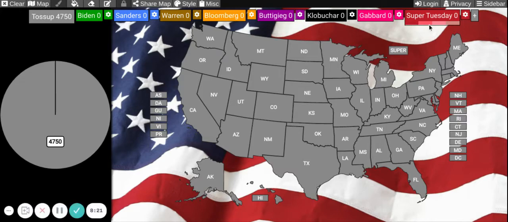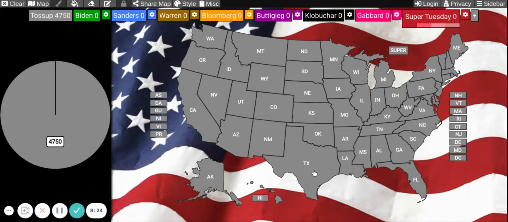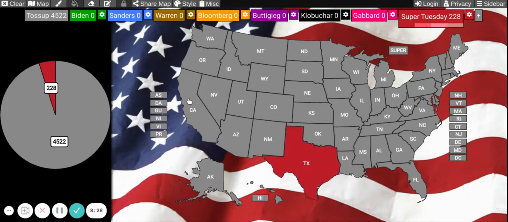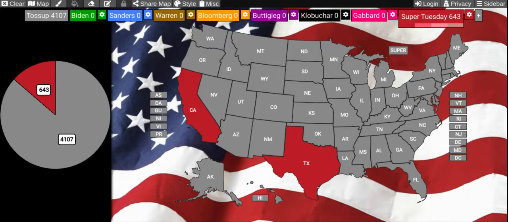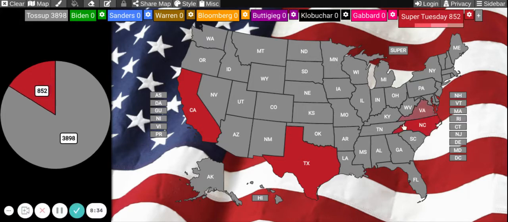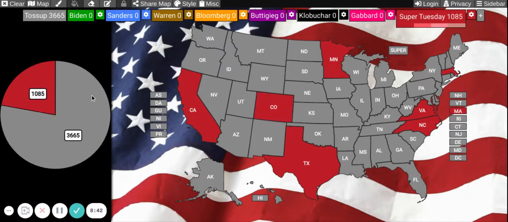Okay, first of all, let's see the states that participate. Texas participates, California participates. Those are some of the biggest states. North Carolina, Virginia, Massachusetts, Minnesota, Colorado. You're seeing that's a lot of delegates. Tennessee, Alabama, Oklahoma.